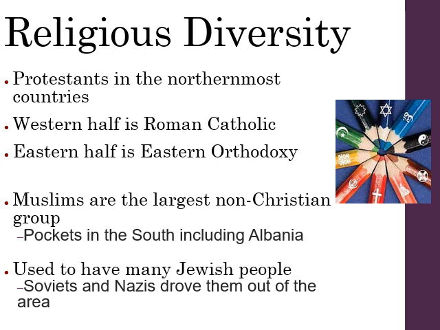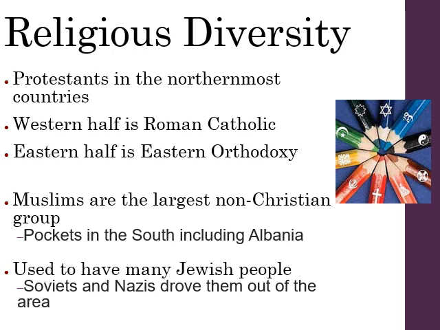A hallmark of Eastern Europe and Russia is also their religious diversity. They have a lot of different Christian people and non-Christians, but mostly in the northernmost countries, the smallest area, there's a lot of Protestant people. However, if you put all the rest together, then the western half is mostly Roman Catholic and the eastern half is Eastern Orthodox. That's where that schism happened between the Patriarch of Constantinople and the Patriarch of Rome, or the Pope. And so that's where that religion split into two, and now those two are the major religions in the area.